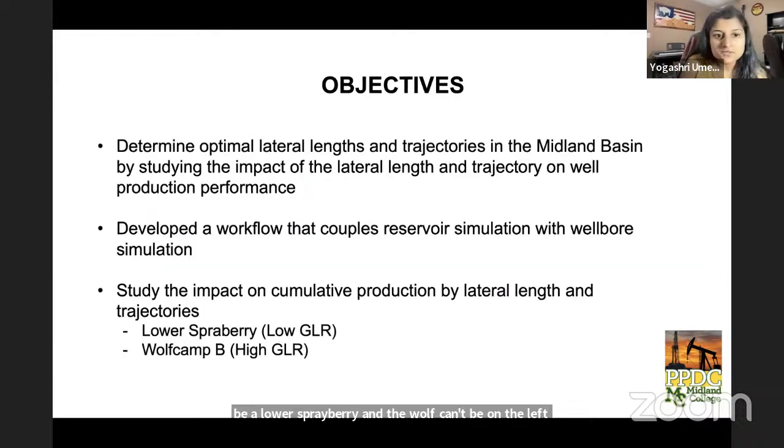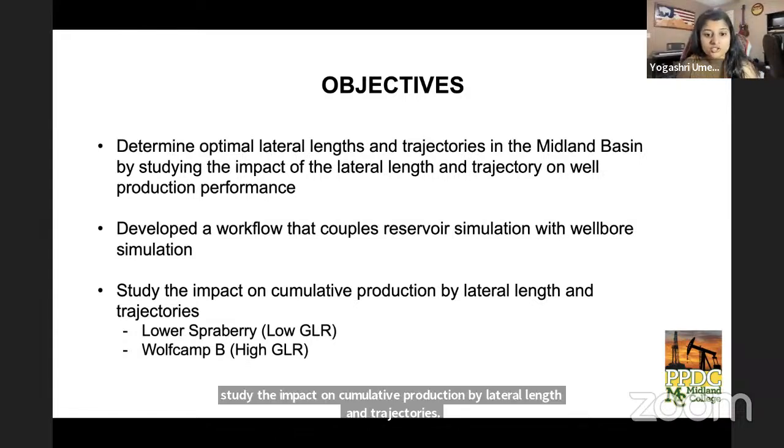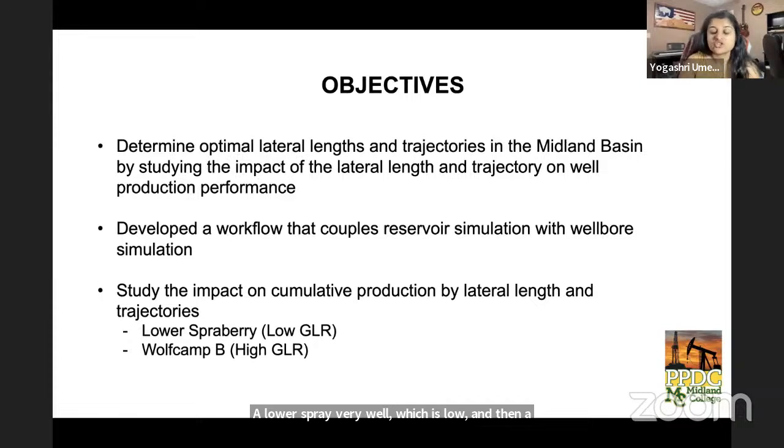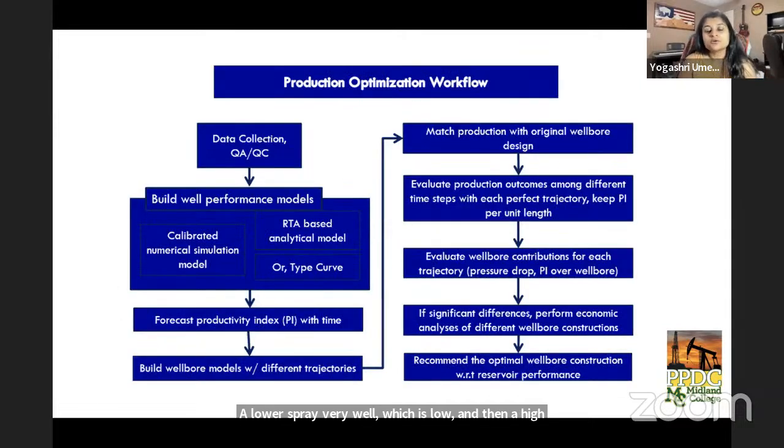The objectives of the study were to determine optimal lateral lengths and trajectories in the Midland Basin by studying the impact of lateral length and trajectory on well production performance. We delivered a workflow that couples reservoir simulation and wellbore simulation, and I wanted to study the impact on cumulative production by lateral length and trajectories. A Lower Sprayberry well, which is low GLR, and a high GLR well, which is a Wolfcamp B formation. You'll notice that this is a similar workflow to the one shown in the artificial lift study.